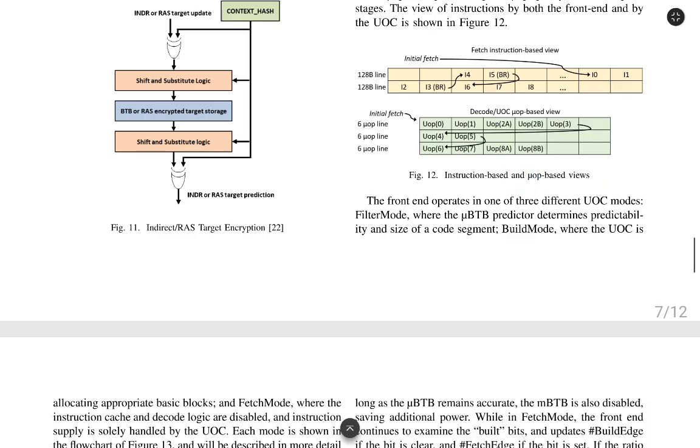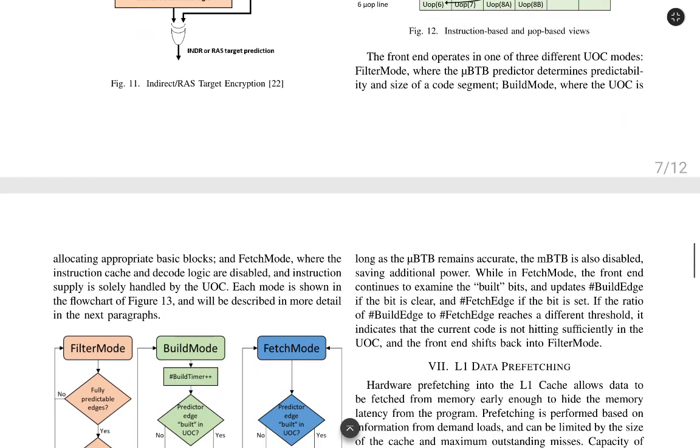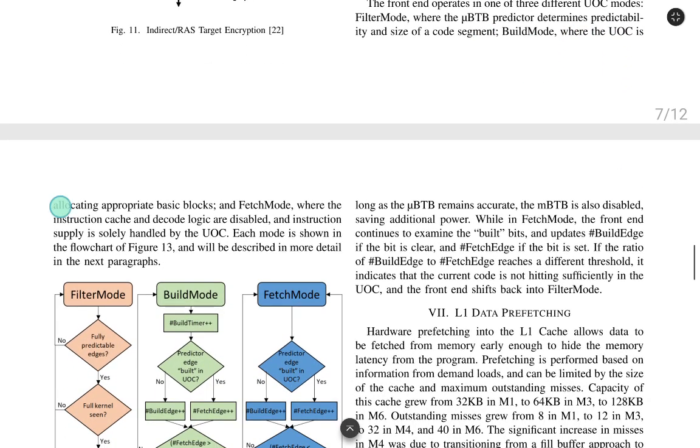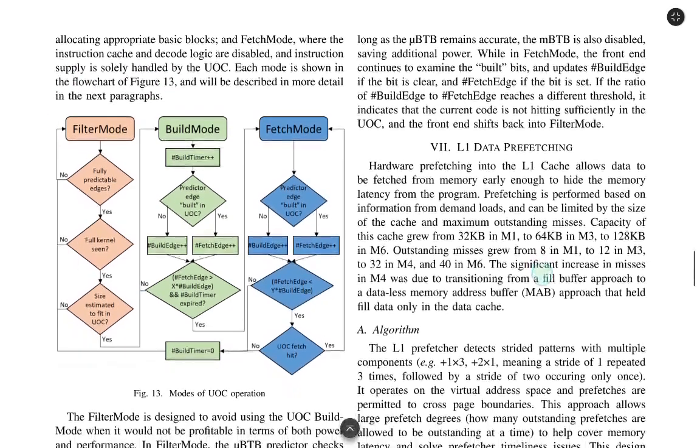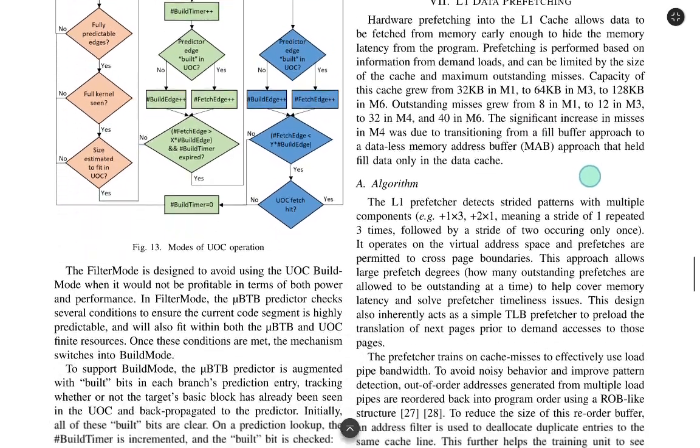Figure 12: instruction-based and micro-operation-based views. The front end operates in 1 of 3 different UOC modes. Filter mode, where the micro BTB prediction determines the predictability and size of the code segment. Build mode, where the UOC is allocated the appropriate page block. And fetch mode, where the instruction cache and decode logic are disabled and instruction supply is solely handled by the UOC. Each mode is shown in the flow chart in Figure 13 and will be described in more detail in the next paragraphs.